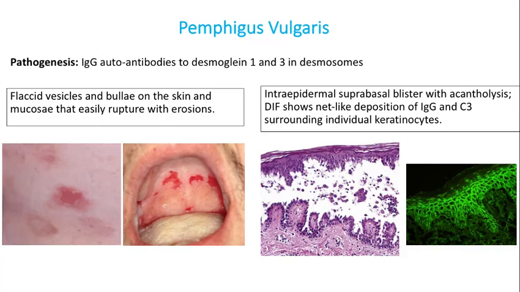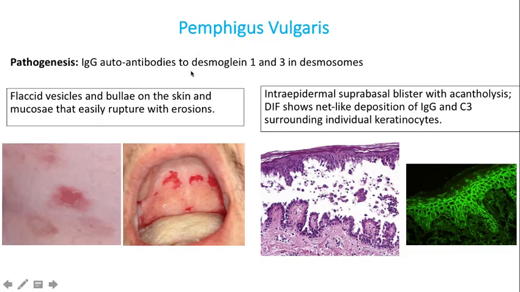Pemphigus vulgaris is an autoimmune disease in which patients get IgG autoantibodies directed against desmoglein 1 and desmoglein 3 in the desmosomes. So you remember we talked about another disease earlier in which there is an infection and a toxin which then damages desmoglein 1. Do you remember what that was? I hope you said impetigo. That was bullous impetigo, in which bacterial toxins damage desmoglein 1.